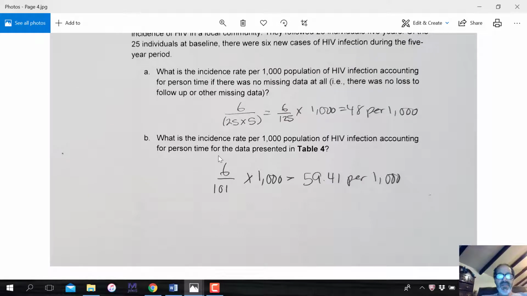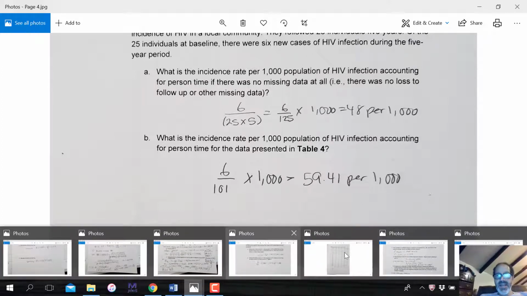Now, in table 4, we already calculated, accounting for missing data, that there are 101 person years. So we go 6 divided by 101 times 1,000 and get 59. So if we just assume everybody is there, we are underestimating our incidence rate. That's not good, so we want to make sure we don't do that.